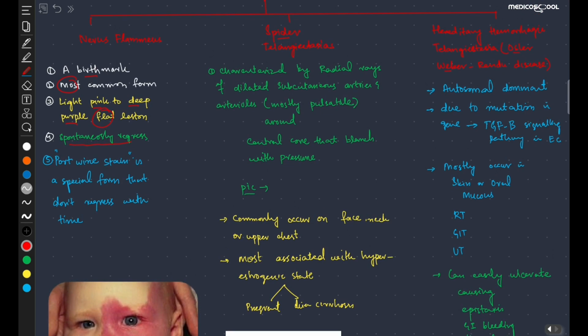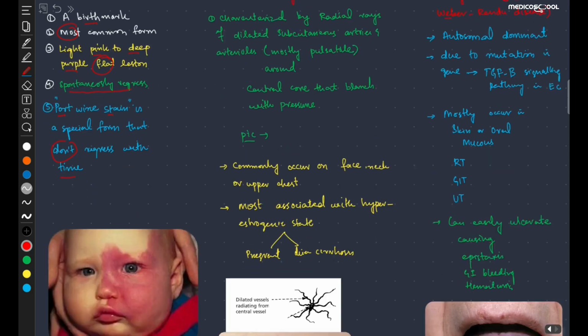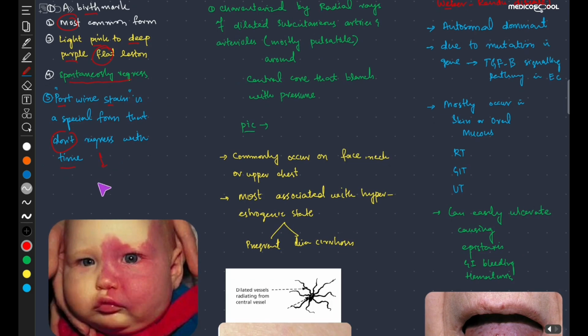One type of Nevus Flammeus is called the port wine stain, and it is a special form of Nevus Flammeus because it doesn't regress with time. And it is mostly present in the region which is supplied by the trigeminal nerve. As you can see, this is a port wine stain or the Nevus Flammeus, which involves the region of the trigeminal nerve.